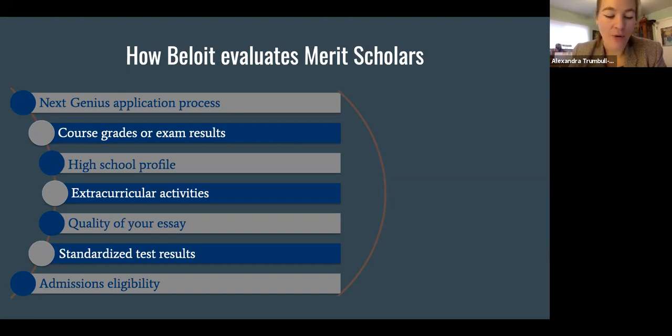And then of course, we're not going to consider you for scholarship if you're not eligible for admission in the first place. So yeah, we do need to see that you're actually finishing high school and that you're eligible to be here in all of those other ways too.